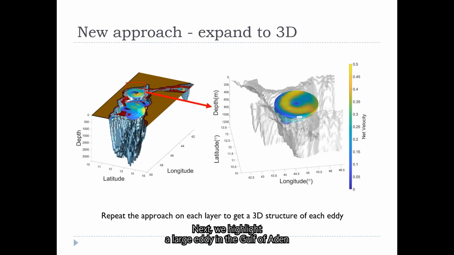Next, we highlight a large eddy in the Gulf of Aden to showcase the 3D structures. Note, the bottom apex of the eddy is not directly beneath the center of the eddy on the surface. While the forced circular shape limits what we learn about the surface eddy shape, this method does have the flexibility to detect curling and spiraling at the vortex core with depth, and to constrain the 3D volume and shape of the eddy.